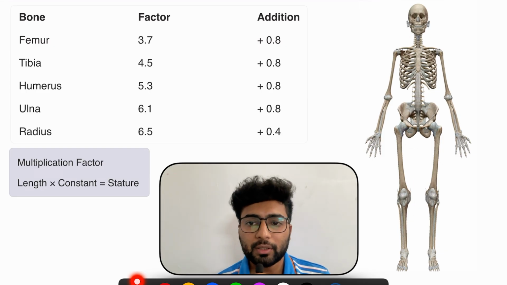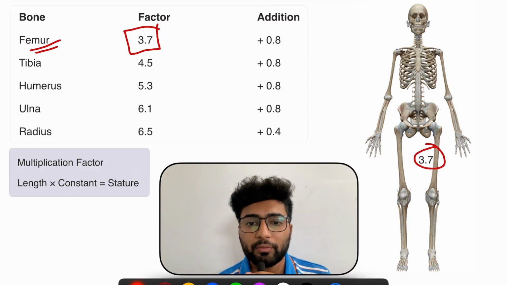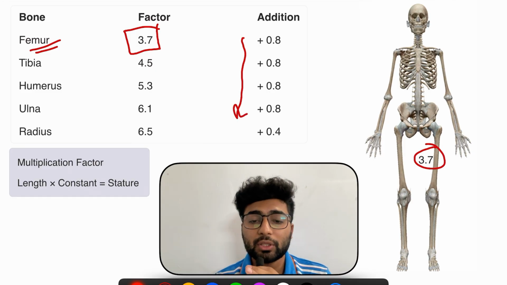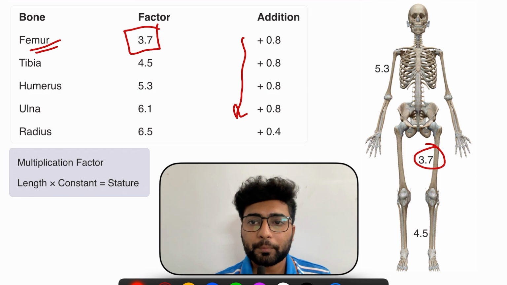So how will we learn this multiplication factor? Let's start off with femur. Just remember one number, that for femur the factor is 3.7. Now we have to add 0.8 every time. So the next longest bone after femur will be what? Tibia. So tibia is 4.5. Then humerus is 5.3, adding 0.8. Ulna is 6.1.